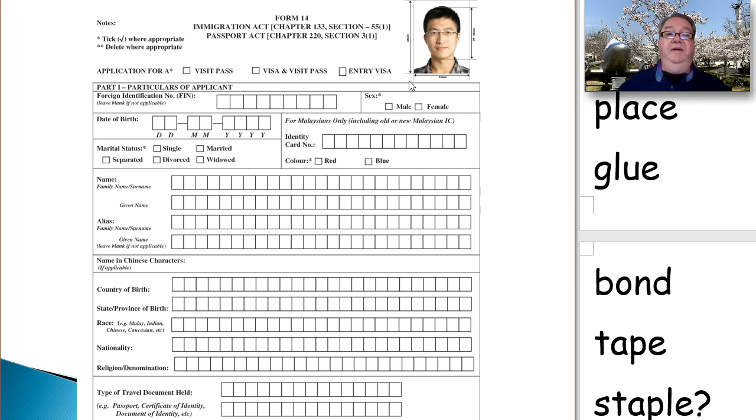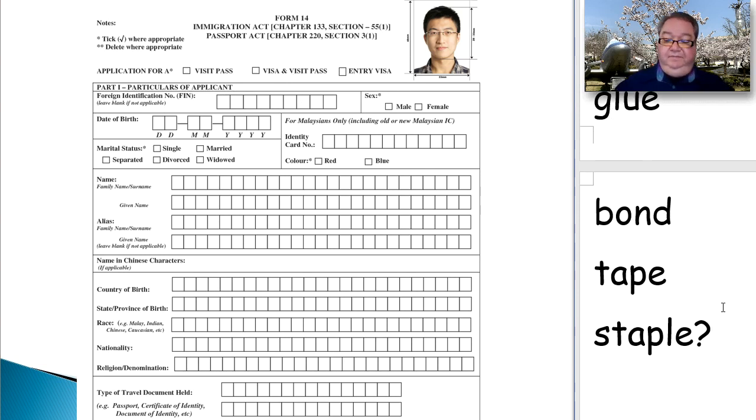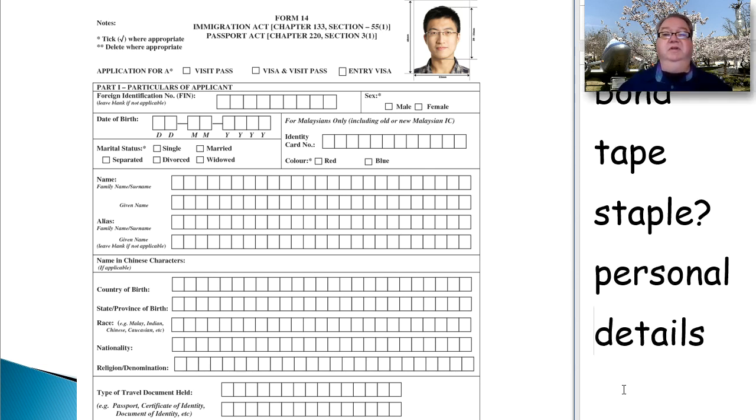Don't worry about that. Part 1, particulars of applicant. Your particulars, that's your details. Or, whoops, I can't spell today. Details, or we could say your personal details, your personal information. Your particulars. So, foreign identification number, FIN. We don't have that. Don't worry about that. Just leave that blank.